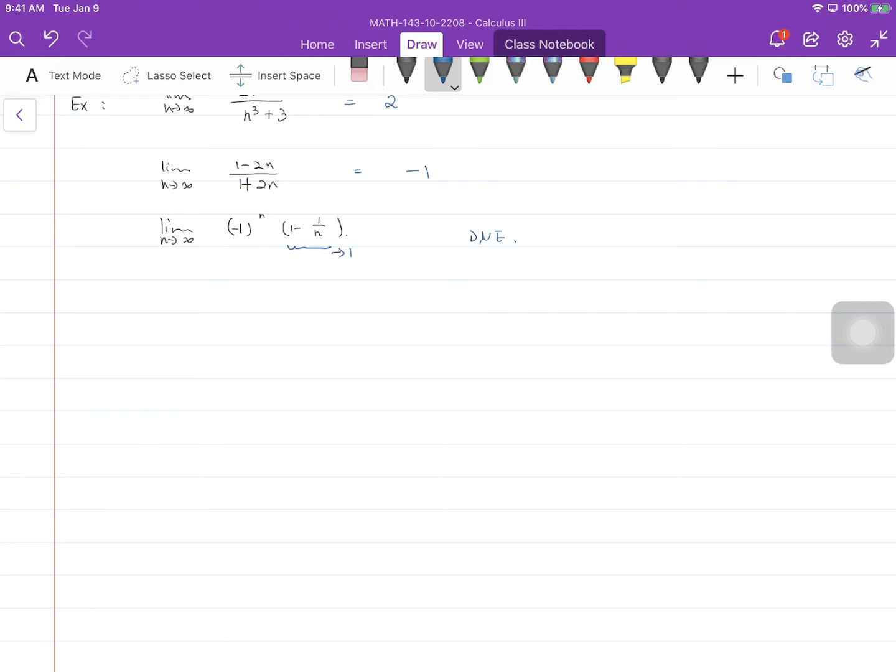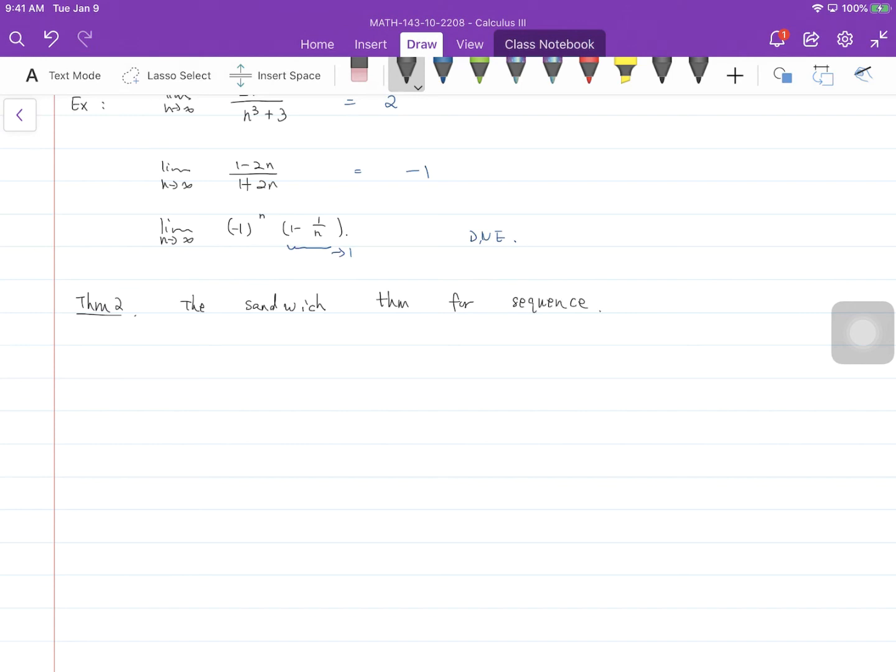Next, let's take a look at example 4. But before that, we are going to do one theorem. It's called the sandwich theorem. Same as before, we learned the squeeze theorem for the limit. Same thing, they are the same thing. It's called the sandwich theorem for sequences.